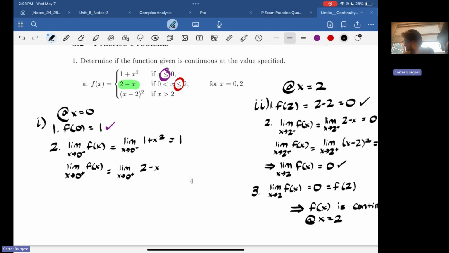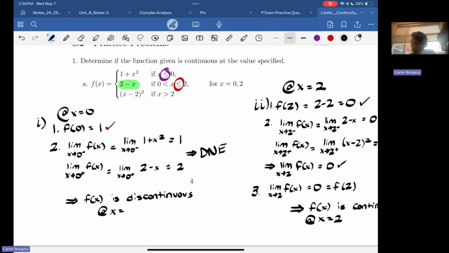Middle? Yeah, the 2 minus x. Can I do direct substitution with 2 minus x? Certainly can. And what happens when I do? We get 2. What do we notice here? The limits don't agree, right? Notice that the left hand and right hand limits don't agree. Therefore, the limit does not exist. We have failed at step 2. Therefore, our function is not continuous, or is discontinuous, at x equals 0.